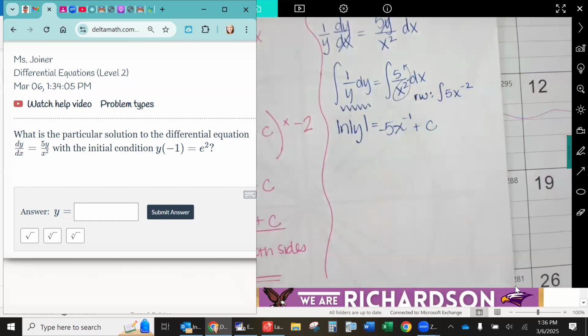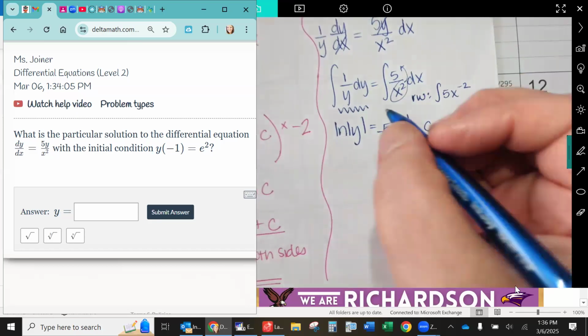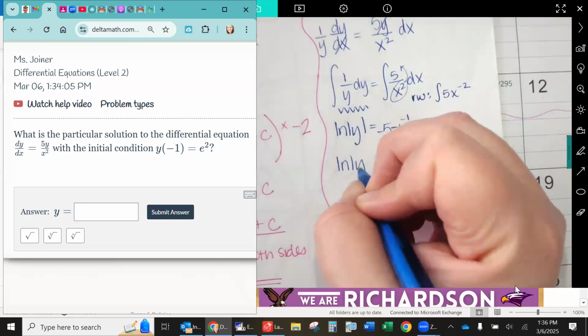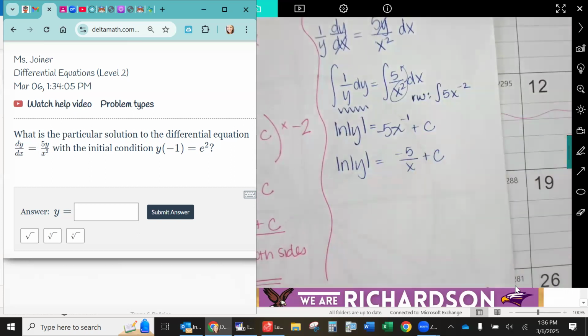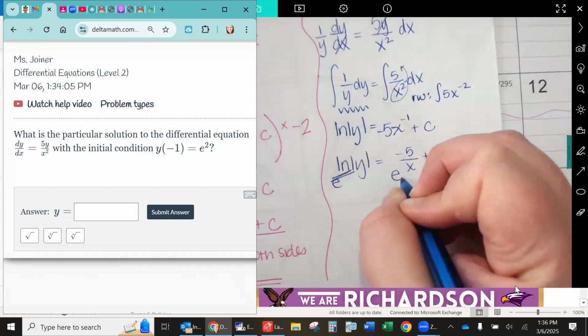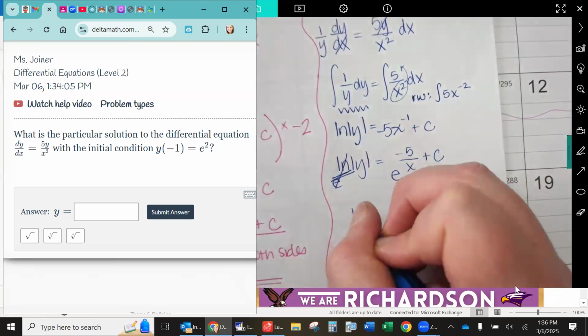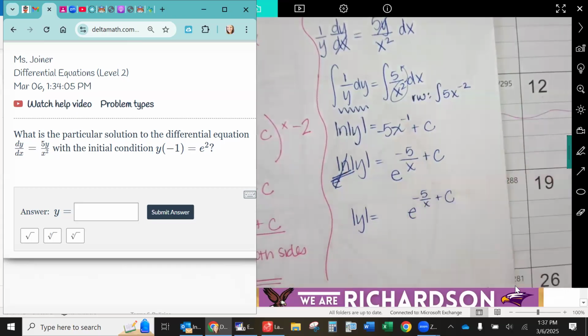Now, at this point, before you keep solving, if you have an x with a minus 1, where does that x really belong? On the bottom. So before I keep solving, I'm going to make it a negative 5 over x plus c. Even though these are really the same, I think it'll be easier to solve it without the negative exponent. How do I undo this ln on my y? E both sides. E and ln are going to cross out. So I have y equals e to the negative 5 over x plus c.